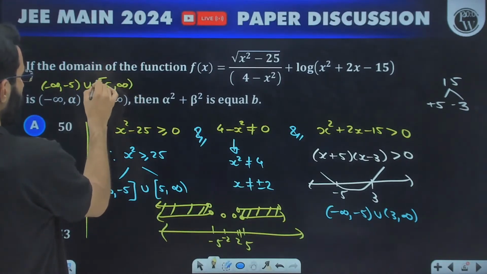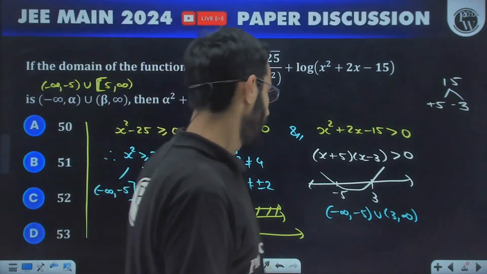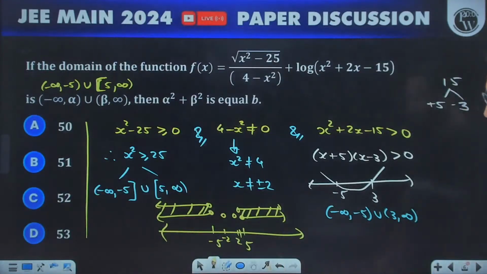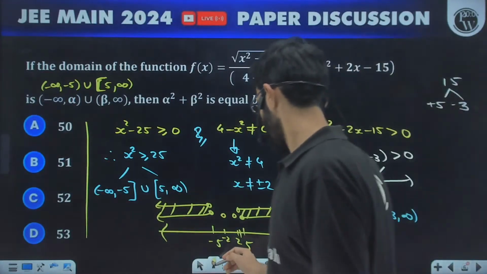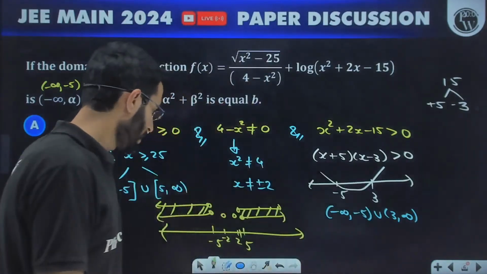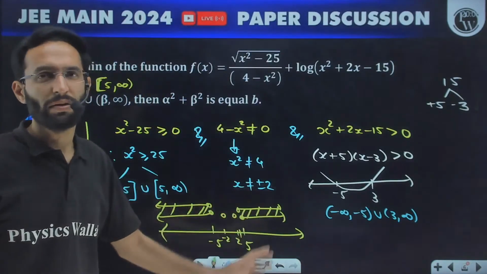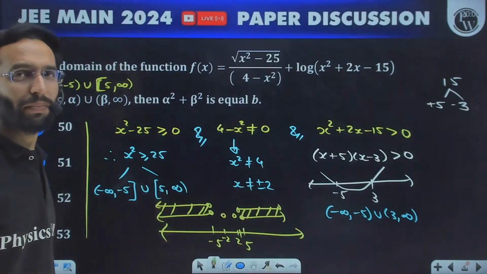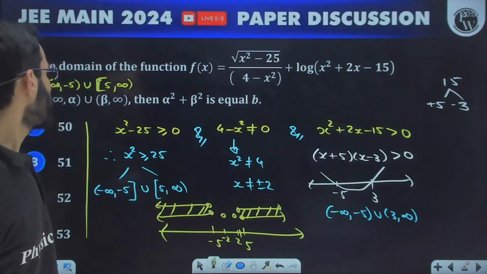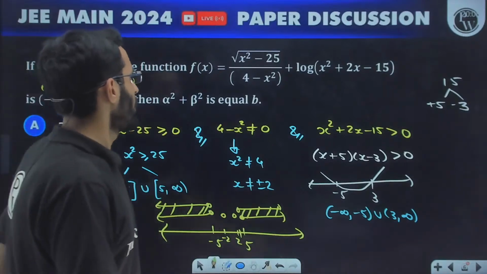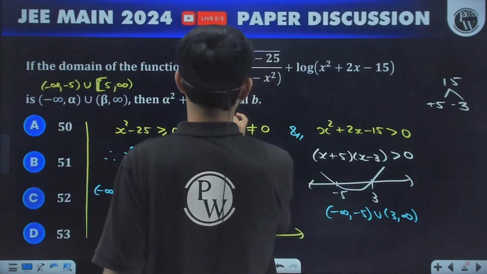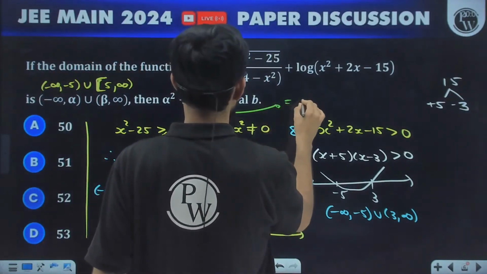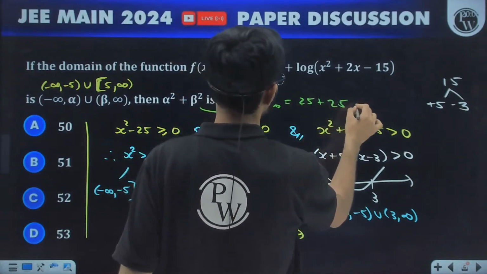And here this 5 will become a closed interval. Hope this is clear to you. You can say it as minus infinity to minus 5 and 5 to infinity. If I am taking minus infinity to minus 5 and 5 to infinity, these are the values of alpha and beta. So alpha square plus beta square will be equal to minus 5 square, that is 25, plus 25, which will give you 50.